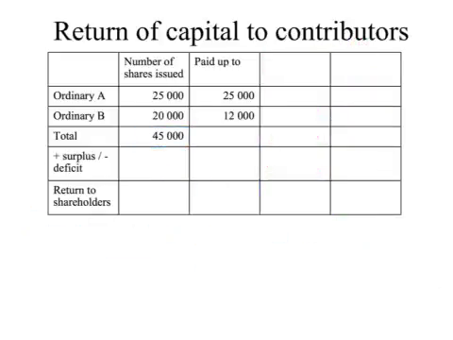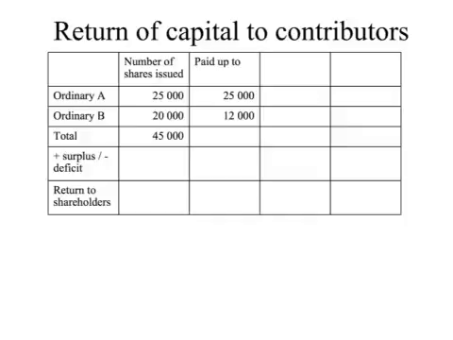I'm going to use the information from question 21.8 just to show you a different way to calculate the distribution of a surplus or a deficit to the respective shareholders if there's more than one category of shareholders. So just using the information that's available now on the screen, we see that the company had two sets of ordinary shareholders, A and B.